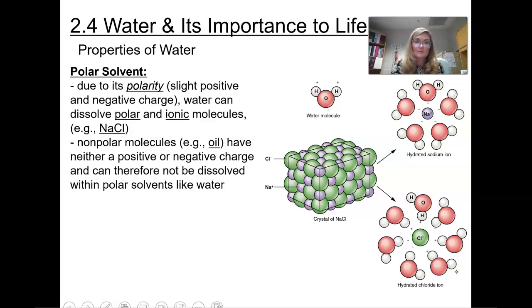It's also going to be a good polar solvent. Due to its polarity, like I said, the hydrogens are going to be slightly positive, the oxygens are going to be slightly negative. It's going to help it to dissolve polar and ionic molecules and help to break them apart. That is referred to as dissociation.